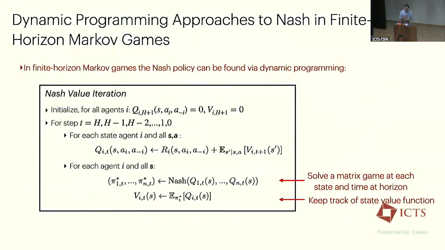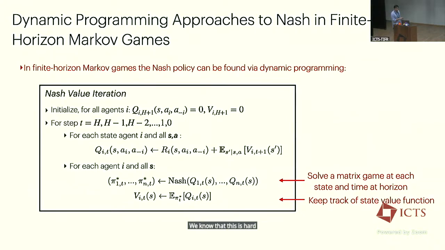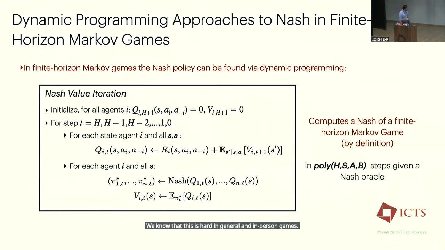Cool. Any questions about this dynamic programming formulation of Nash? Great. Again, we still have to solve this matrix game, right? And so there's still this fundamental hardness because we know that this is hard in general n-person games. But I should say, if you could actually solve for this, it computes a Nash of a finite horizon Markov game, almost by definition. And it does this in polynomial time in the horizon, the state space, and the size of the action spaces of both players, given this oracle of a Nash.